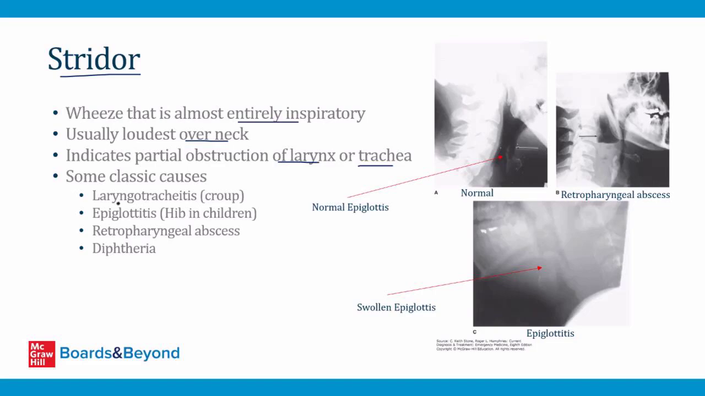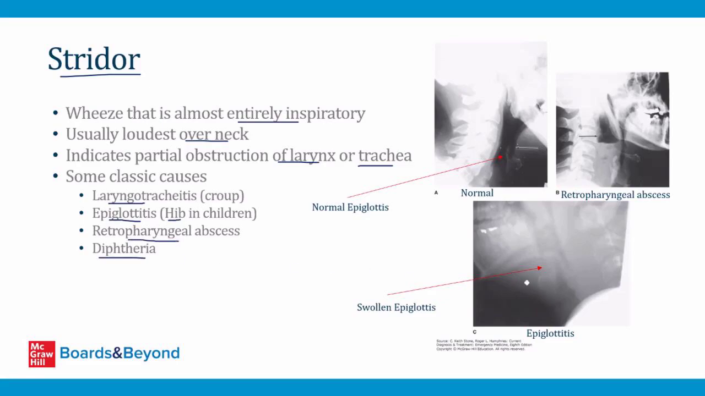Children who develop croup can have laryngotracheitis and they can develop stridor. This is a very serious finding because it means that there's inflammation that could cut off the airway. Children who aren't vaccinated against H. influenza B can develop epiglottitis, and that can lead to stridor. You can also see it in retropharyngeal abscess and diphtheria.